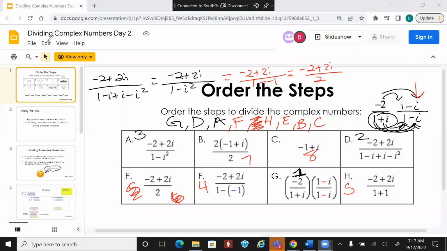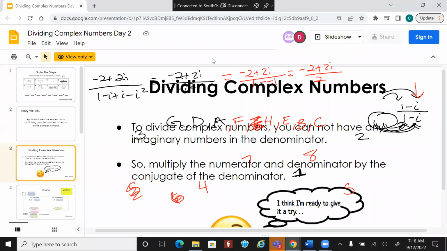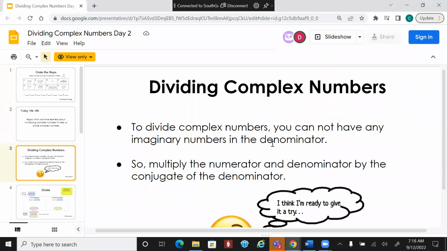So today we're going to spend some time actually working on multiplying complex numbers to help us divide complex numbers. So similar to what we were doing on Friday. If you missed Friday, it's okay. We're going over the same exact step. To divide complex numbers, you cannot have an imaginary number in the denominator. Remember, that's a big no-no. So multiply the numerator and the denominator by the conjugate of the denominator.